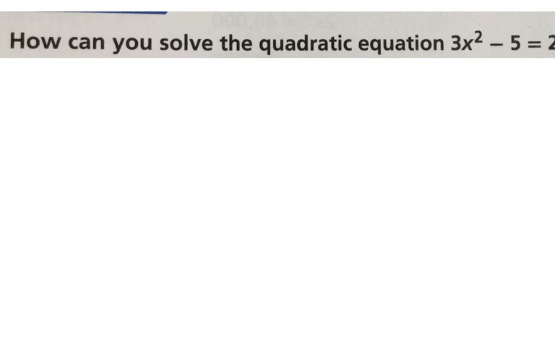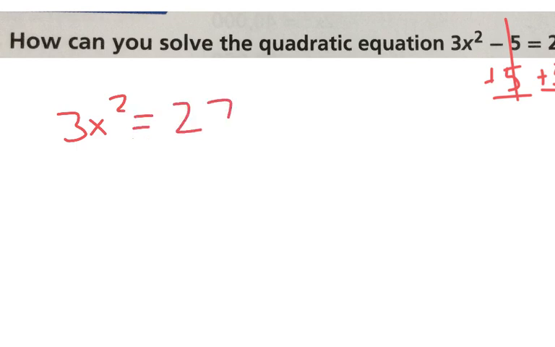So which one is the farthest away from the x? Negative 5. The subtracting 5. So how do I get rid of subtracting 5? I would add 5 to both sides. That would cancel on the left. So I'm going to move over here. That would give me 3x squared equals 22 plus 5 is 27.